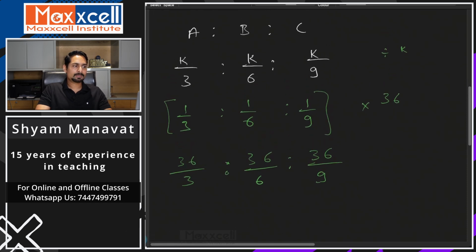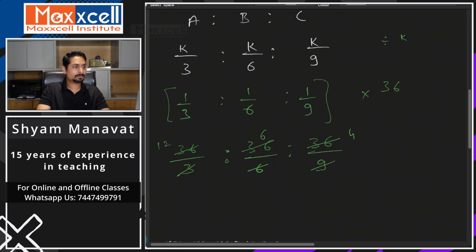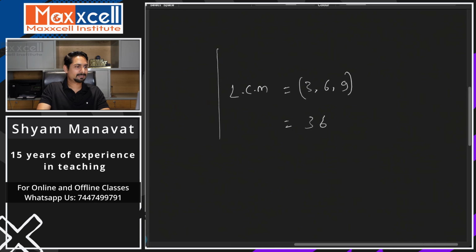Now 36 is multiplied in all. That's how the ratio works. If you're multiplying by one number, you have to multiply all the values in the ratio with the same number. So 36 by 3, 36 by 6, 36 by 9. Simplify that: 12, 6, 4. So what do you get as the ratio? Oh, you can further cancel by 2.